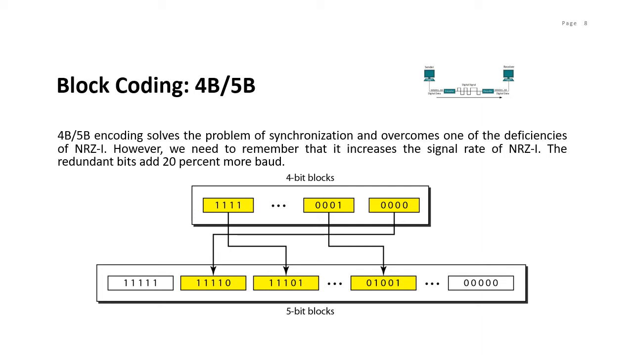4B/5B encoding solves the problem of synchronization and also overcomes one of the deficiencies of NRZ invert. However, we need to remember that it increases the signal rate of NRZI, the redundant bits at 20% more baud. Still, the result is less than the biphase scheme, which has a signal rate of 2 times that of NRZI. However, 4B/5B block encoding does not solve the DC component of NRZI. If a DC component is unacceptable, we need to use biphase or bipolar encoding instead.